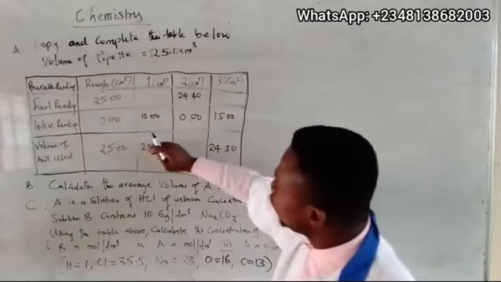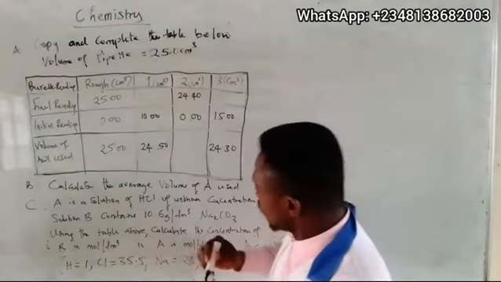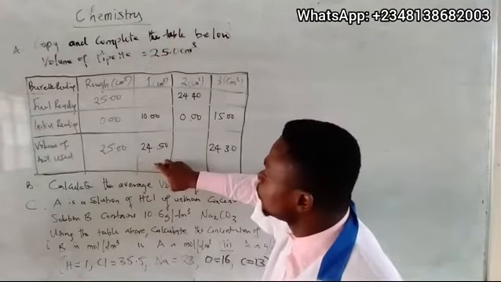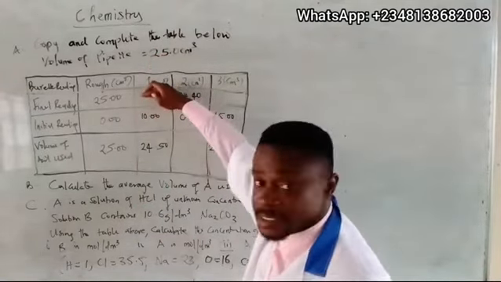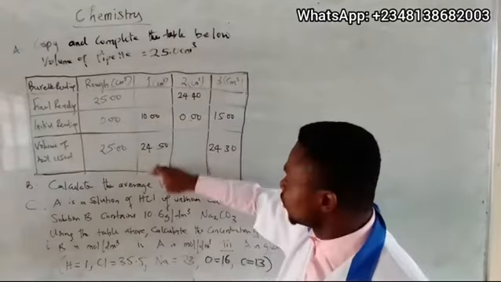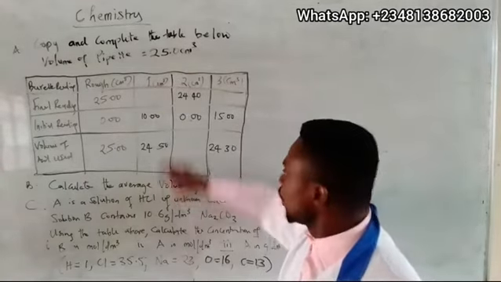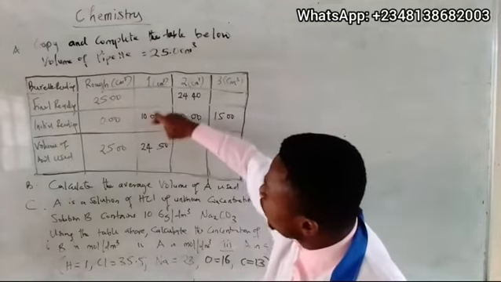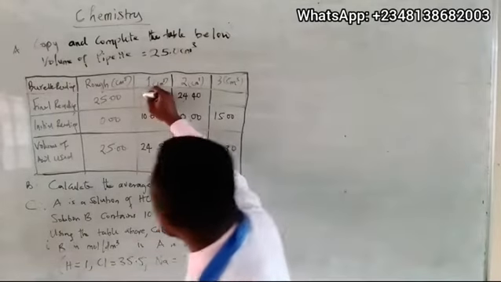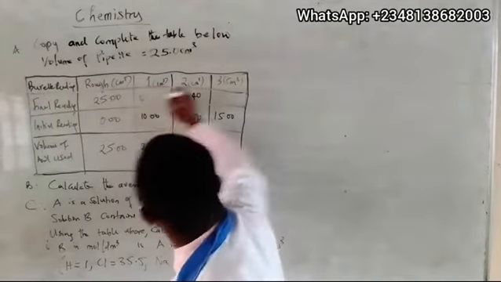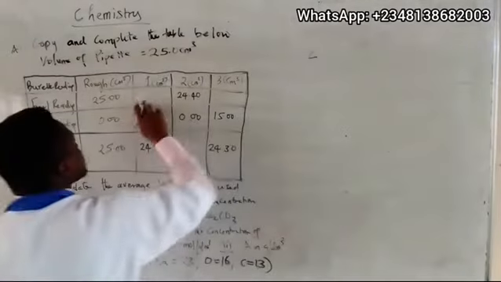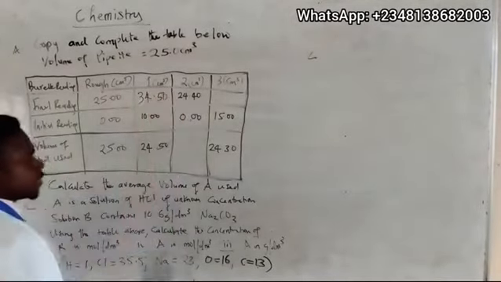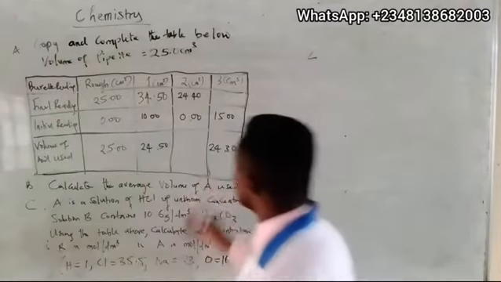Now, the first one says here, this volume of A used for the first titration is actually the final reading minus the initial reading should give you this. So if this minus this should give you this, therefore to get this, this should now be this plus this, which is what? 30, which is what? 34.50 in cm3.